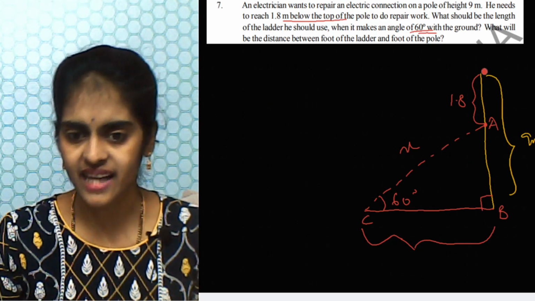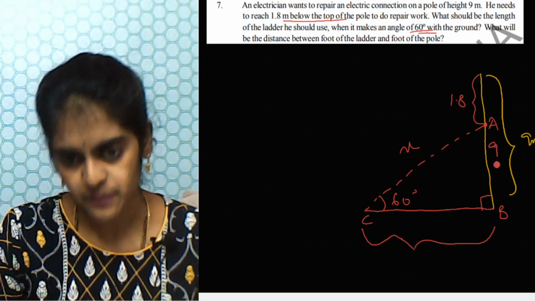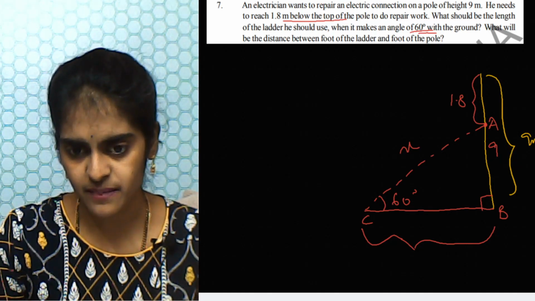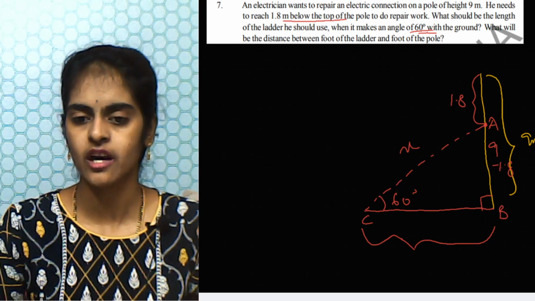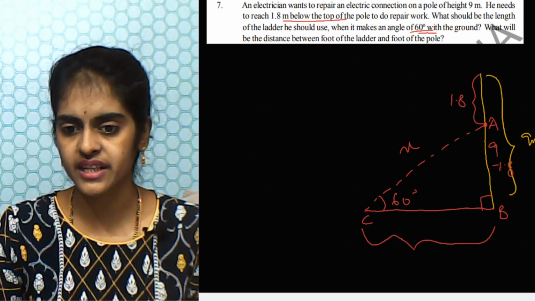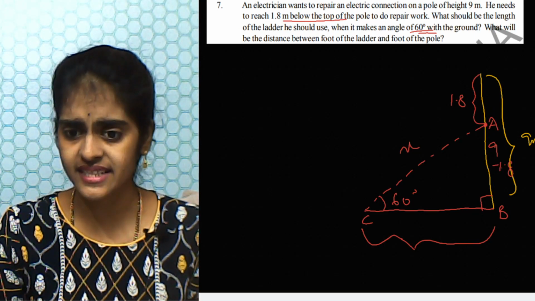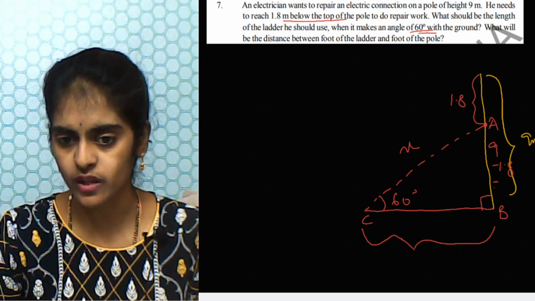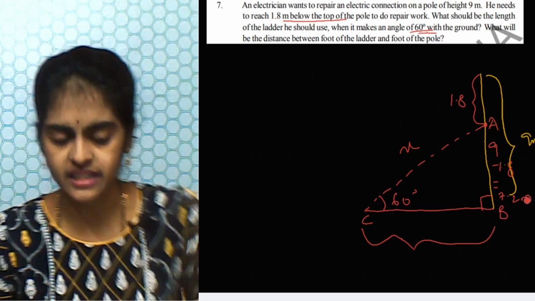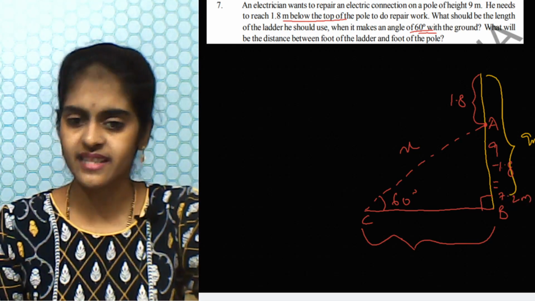So from the entire height of the pole, that means from 9 meters, if I subtract 1.8 meters, I'll get this length AB. So 9 minus 1.8 gives me 7.2. So AB is 7.2. So this is 7.2 meters.